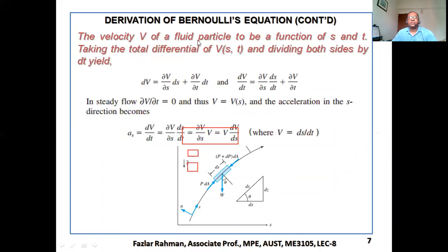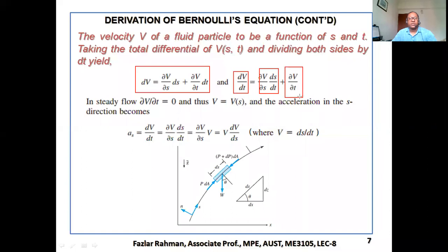Now our derivation starts from here. The velocity of a fluid particle is a function of s and t. Now you have this equation we already derived, shown in the previous slide, right? Now this equation, you divide both sides by dt. So on the left side you are getting this one, and on the right side this one, and this one.